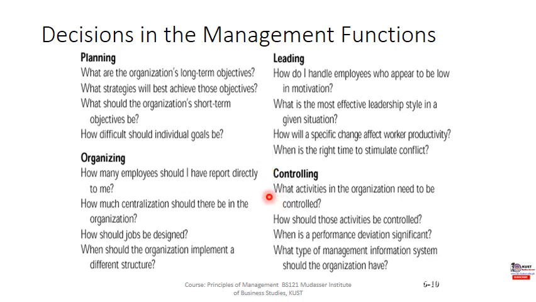Similarly, in controlling, we see what activities in the organization need to be controlled. How should these activities be controlled? When is the performance deviation significant? What type of management information system should the organization have? So we can see that in all management functions, one way or other, we are involved in the decision making process.